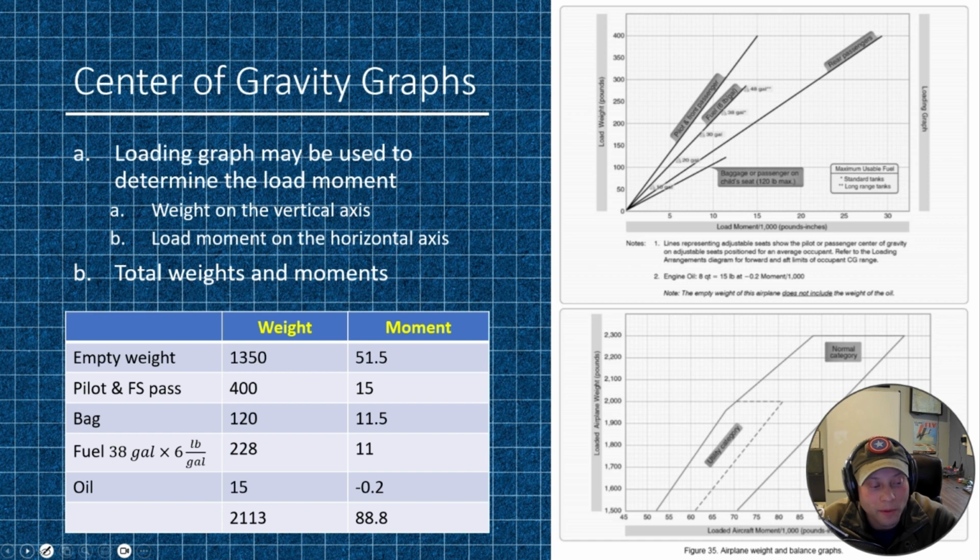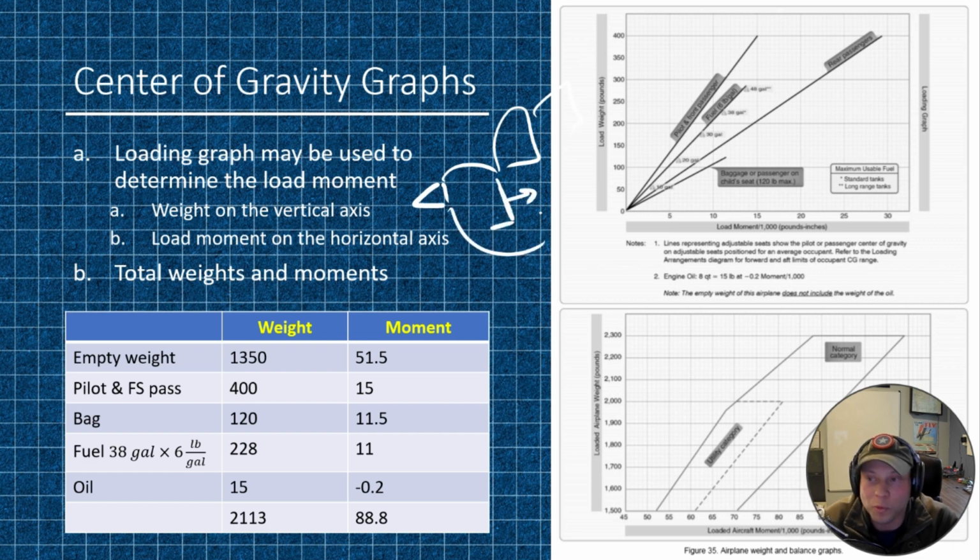Now, what does that mean? Why would it have a negative moment? Well, it's because the reference point is here, and everything aft of that reference point we label as positive, and anything forward of that reference point we label as negative, because to balance it, we'd have to move it to this side of the equation and call it a negative 0.2. And that's why that's negative.